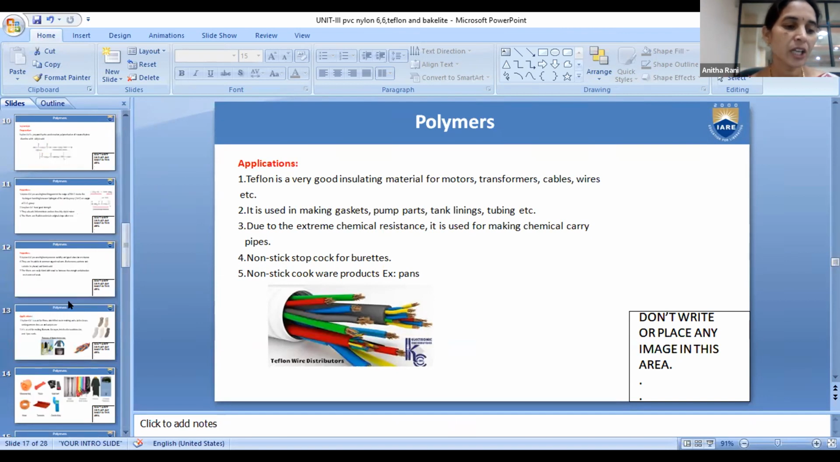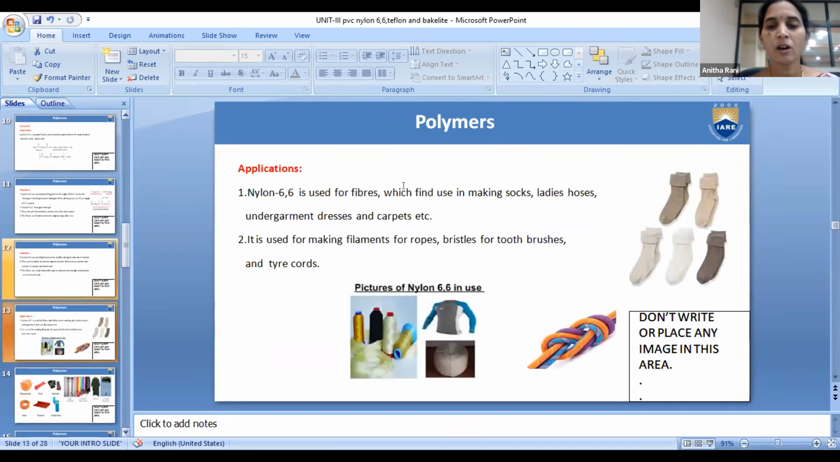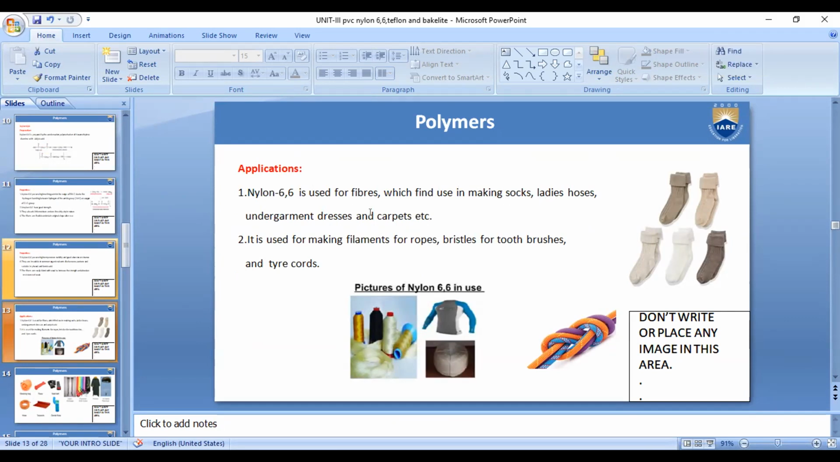Now applications of nylon 66 are also different. You have to remember. Tell me applications of nylon 66. Fibers for clothes. Mainly we manufacture clothes: socks, ladies' hosiery, undergarments, dresses, carpets, etc. Also ropes, bristles for toothbrushes, tire cords, etc.